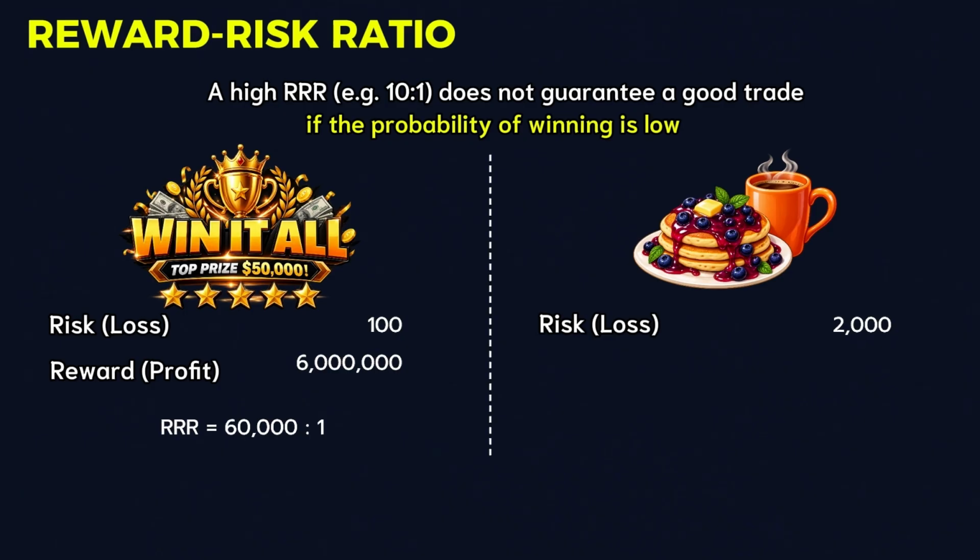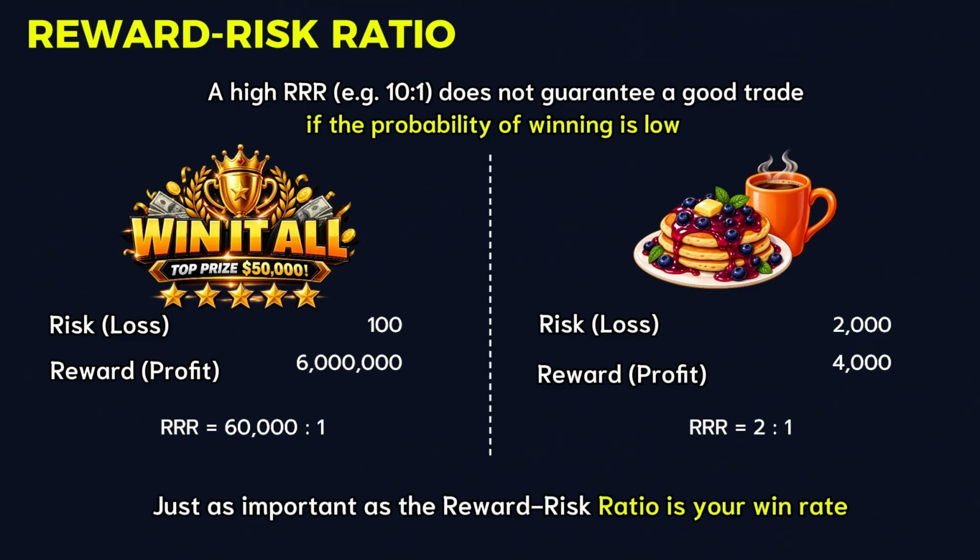If you only focus on the numbers, 60,000 to 1 seems much better than 2 to 1. But that's not how investing really works. Something just as important as the reward-risk ratio is the win rate. On the left side, the chance of winning the lottery is extremely small, about 1 in a million. On the right side, the probability of making a profit by selling food is much higher. So, reward-risk ratio alone is not enough. We also need to consider the win rate. Today, I'll show you what win rate is and how it relates to the reward-risk ratio.